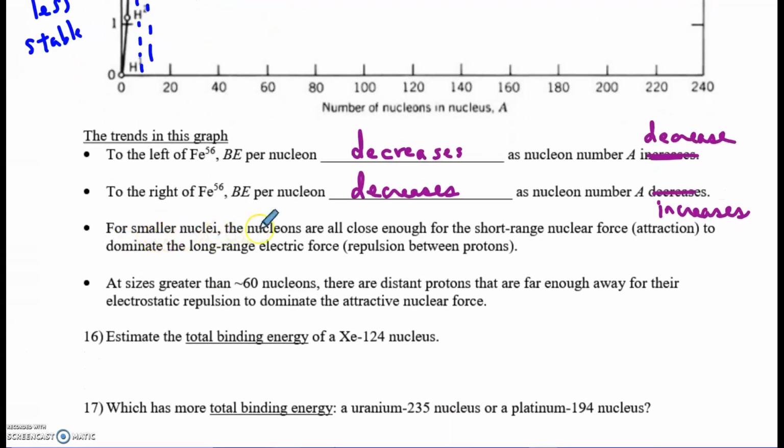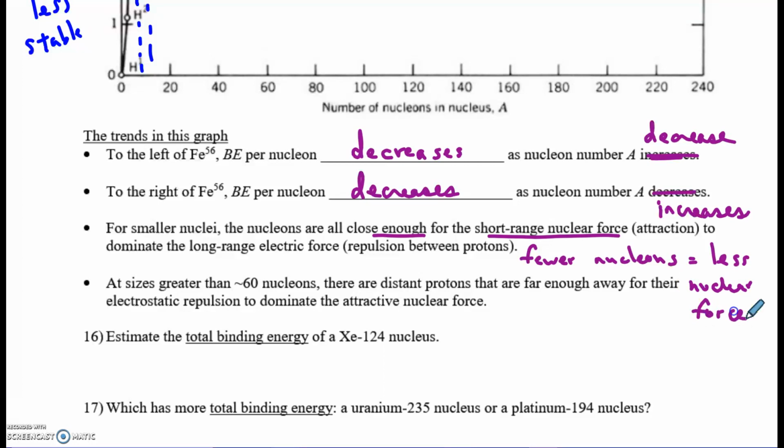Well, if you move to the left and you get smaller nuclei, those nucleons are all close enough that the short-range nuclear force dominates the long-range electric force. So when you move to the left, you have fewer nucleons. Fewer nucleons equals less nuclear force. It's a weaker magnet, so to speak. And less nuclear force means less PE to lose when binding. Less binding energy, in other words.